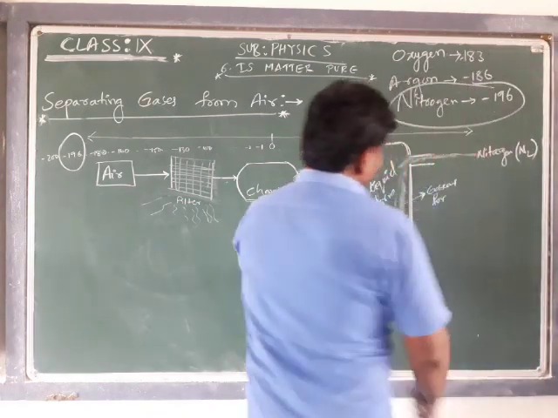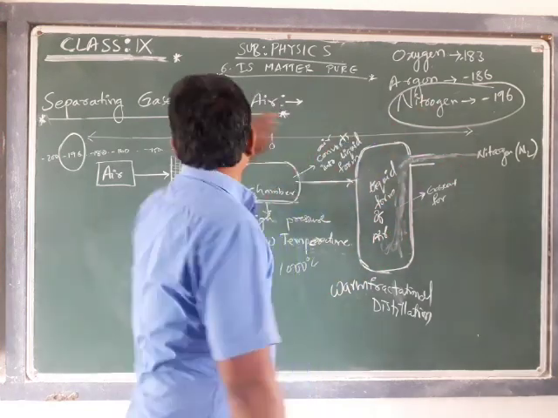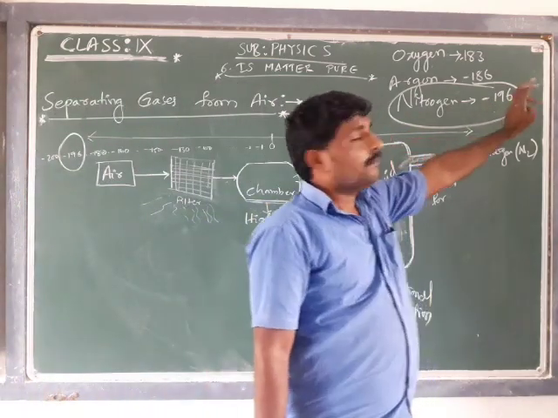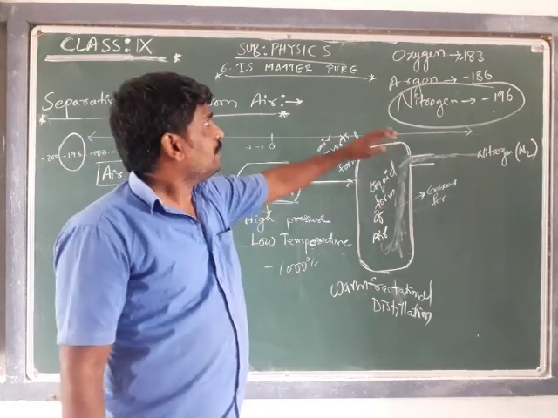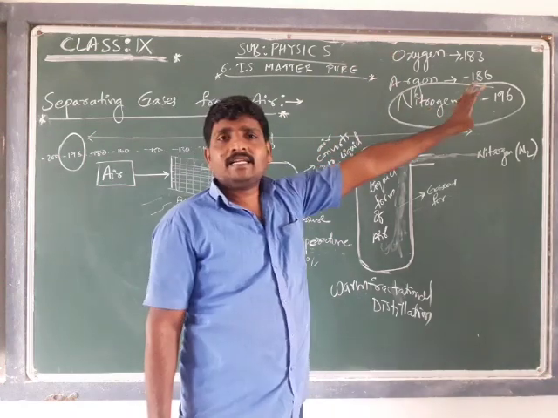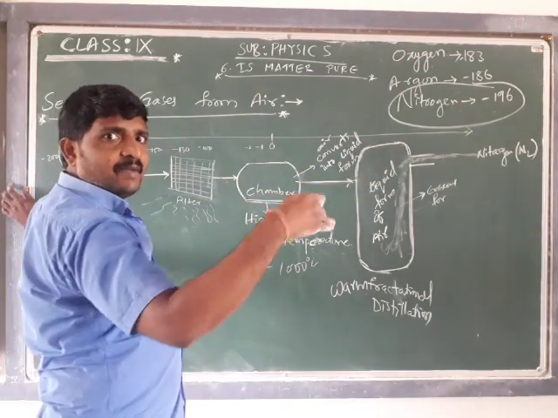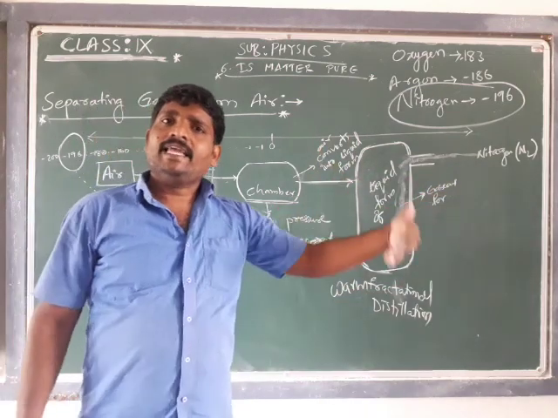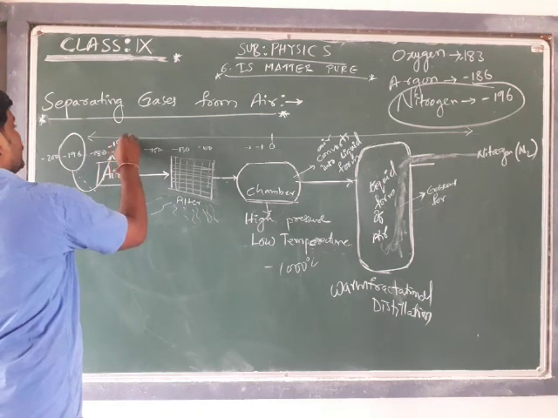After separating the total nitrogen at its boiling point of minus 196, what remains here is the combination of oxygen and argon. As the process continues, it will be minus 195, minus 192, minus 190, minus 189, minus 188, minus 187, minus 186.